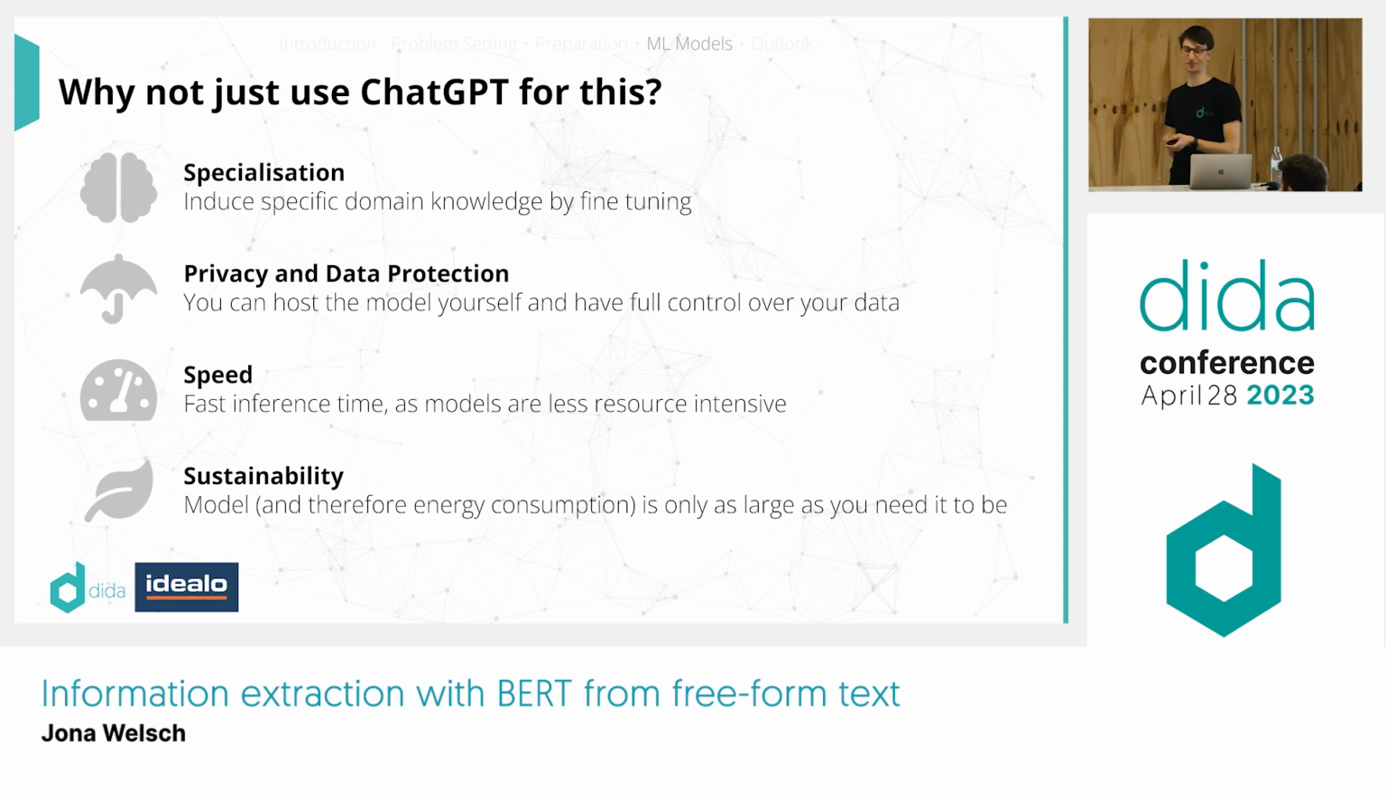Then another very important part here is privacy and data protection. With the models we developed here, I can just host the model myself and have full control over my data flow. It doesn't need to leave my premises if I don't want to. And also speed is a point here. The model here, BERT, is way smaller than what is behind ChatGPT, so I have fast inference time and my models are less resource intensive. And the last one, a bit of a follow-up from the first one, is sustainability. Because my models are way smaller while still giving a good performance, I need way less energy to actually run them, and that means I'm just more sustainable in the compute I do.